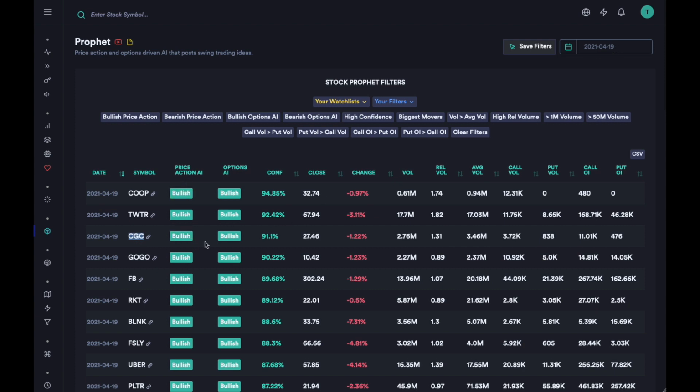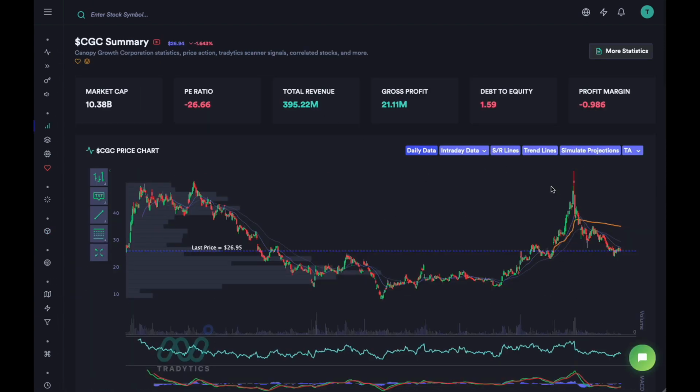We can see that both price action and options were bullish, which is what we want. Confidence was really high, and other things look good as well. You can see that the call OI is really high as compared to put OI. So let's go to the price action. This looked okay here. We have the price action open.